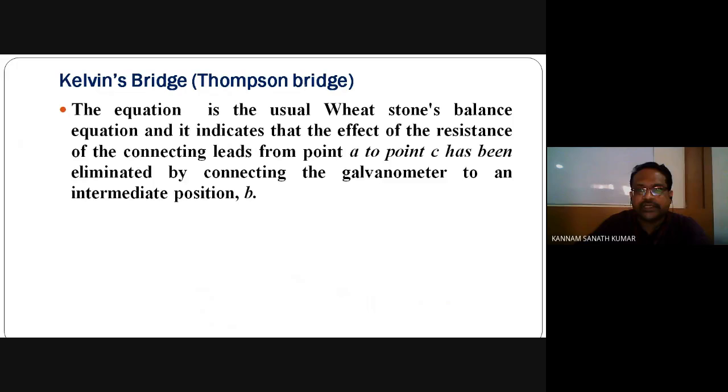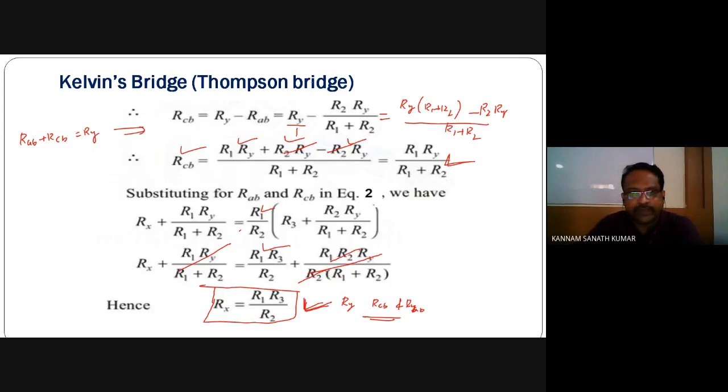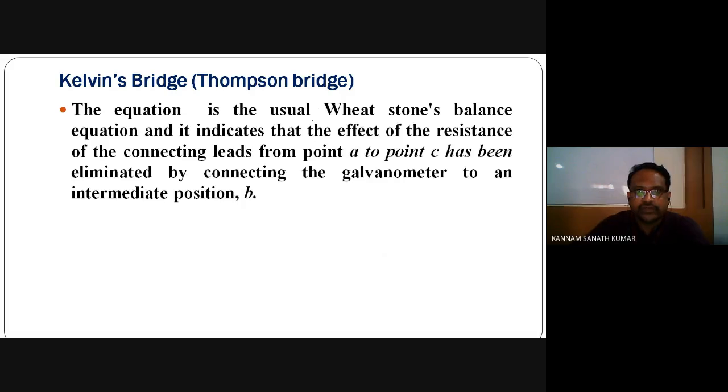So you are getting the same equation as the Wheatstone bridge. This indicates that the resistance of the connecting leads from point A to C has been eliminated, as the galvanometer is connected to the intermediate position. We assumed that the galvanometer is connected to the intermediate position, and we derived this equation. So after derivation, what did you get?